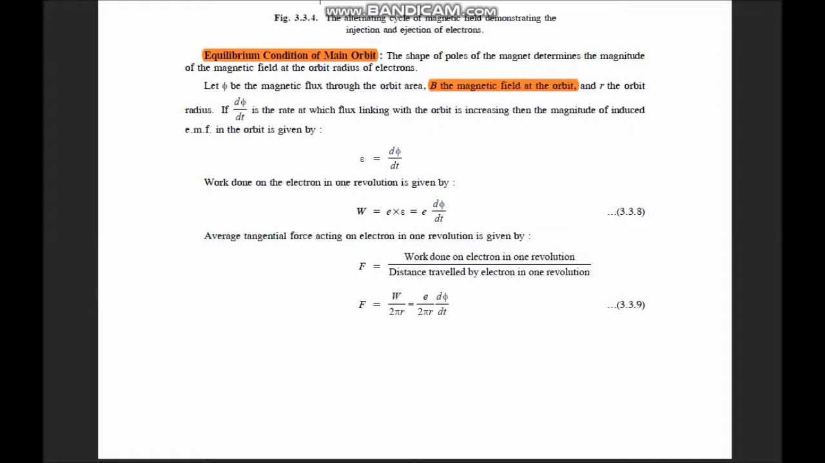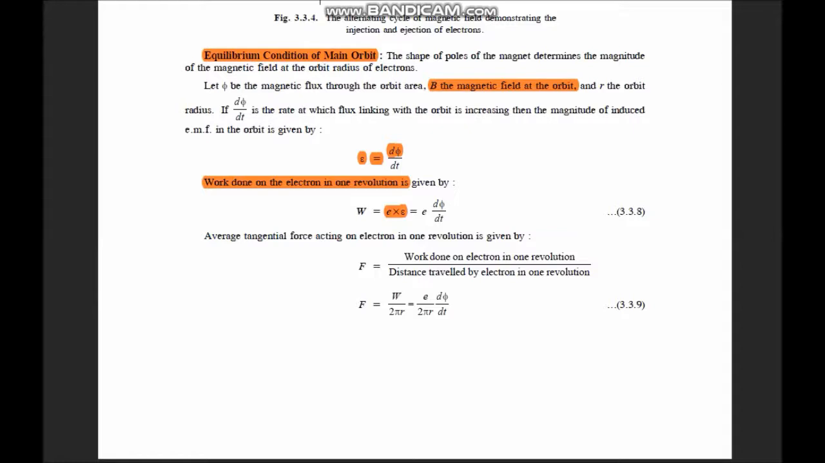Now, you know by definition what this induced EMF is? Induced EMF is work done per unit charge. So what will be the total work done on the electron in one revolution? That will be the value of the induced EMF multiplied by the charge, e into epsilon. If we substitute the value of the induced EMF epsilon, we get the work done equal to e into d phi by dt. That is charge into rate of change of magnetic flux.